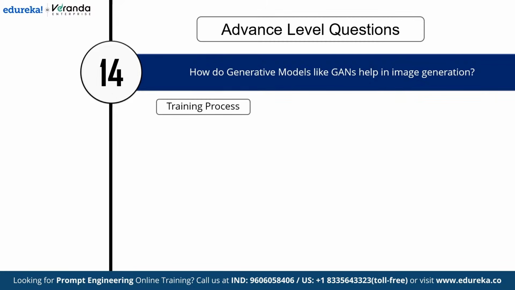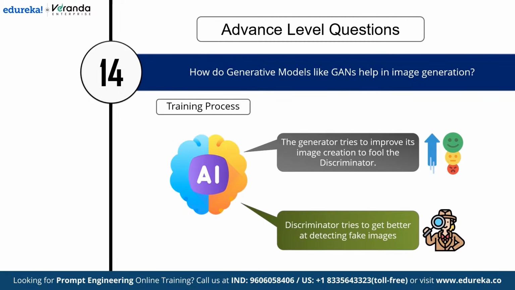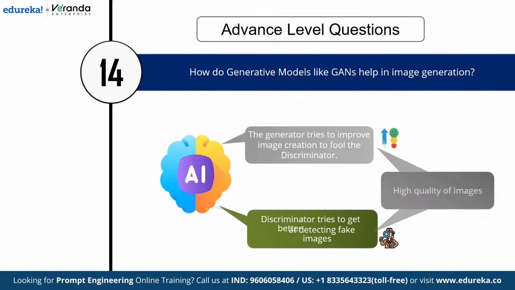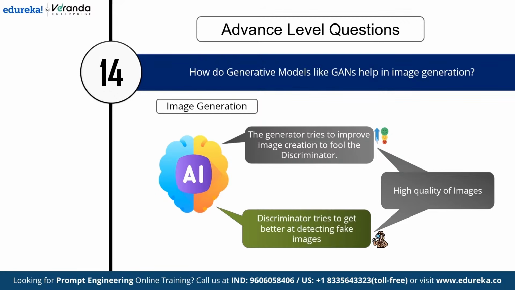Now, let's see the training process of GANs. In this process, the generator network strives to improve its ability to create realistic images that can deceive the discriminator. Conversely, the discriminator network focuses on enhancing its ability to detect fake images, leading to an ongoing improvement cycle for both networks. Through the continuous adversarial learning between the generator and discriminator, the generator eventually produces high-quality images that are so realistic that they can successfully deceive the discriminator.